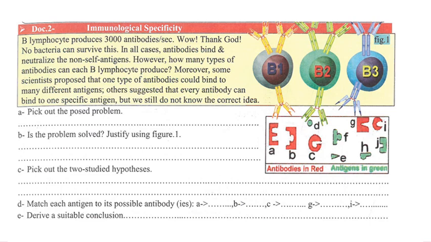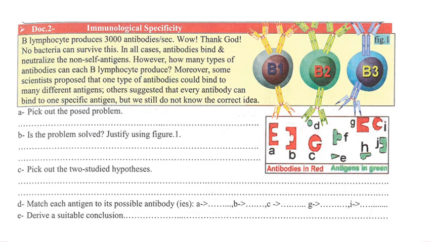Document 2. A B lymphocyte produces 3000 antibodies per second. Wow, thank God, no bacteria can survive this. In all cases, antibodies bind and neutralize the non-self antigens. However, how many types of antibodies can each B lymphocyte produce? Moreover, some scientists propose that one type of antibodies could bind to many specific antigens. Others suggested that every antibody can bind to one specific antigen, but we still do not know the correct idea.